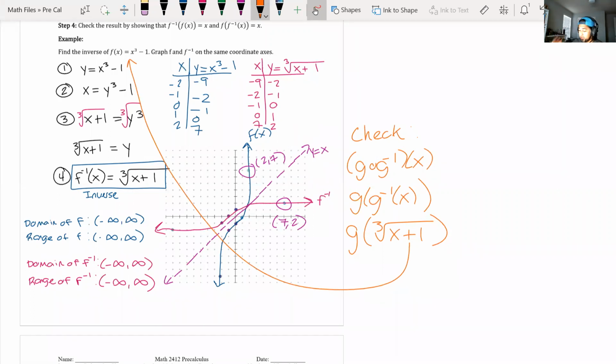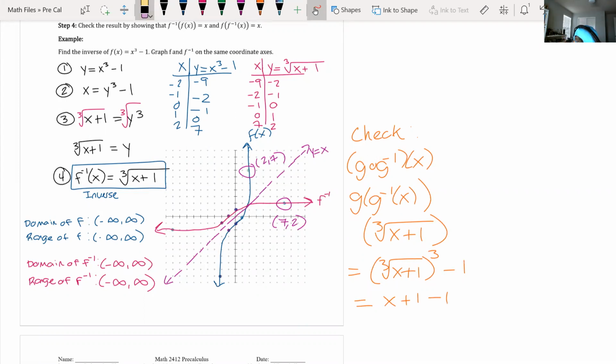Well, I used G, I should have used F. Either way, which means that we would get the cube root of X plus 1, minus 1. Oh, that should be to the third. And again, the cube root and the cube power would cancel, leaving me with X plus 1 minus 1. And what would we be left with? X. Just X.